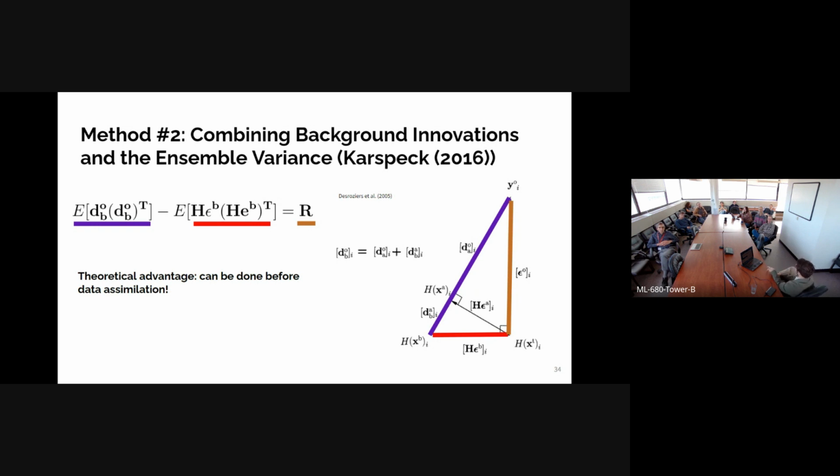So there's nothing in here that's relying on analysis increments or analysis error. We can do this prior to the data simulation process and immediately have an estimate of R that we can use when we assimilate. So both of these methods have this sort of expectation-based approach to estimating R.